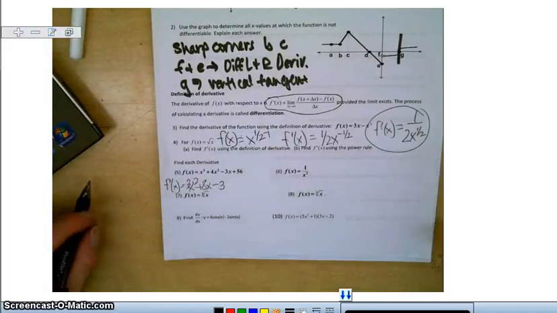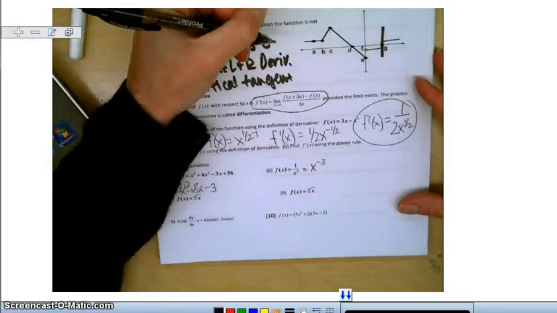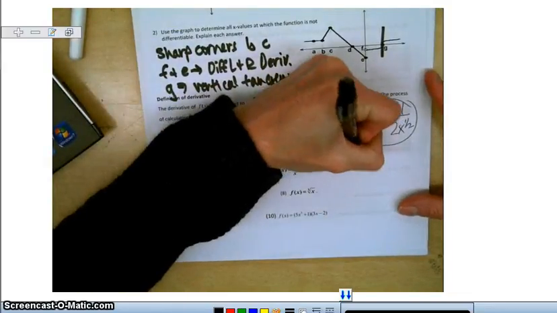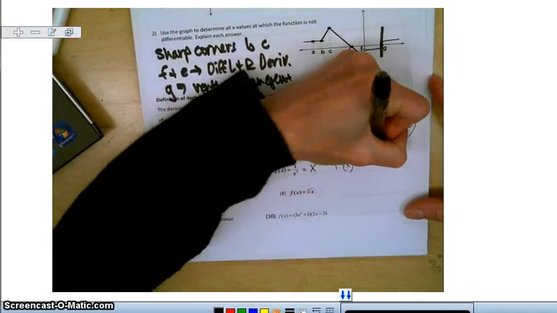Okay, number 6, you're just going to write it, first of all, as x to the negative 3. Then the derivative, f prime of x, you use the power rule. You multiply by the power, so negative 3.